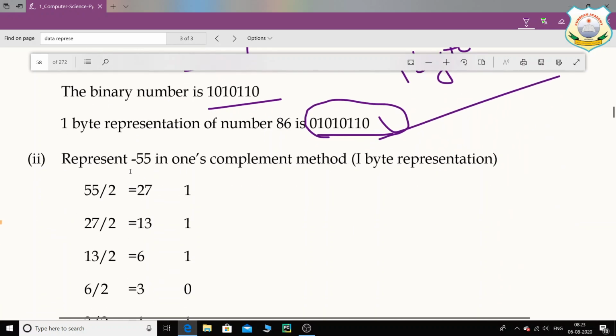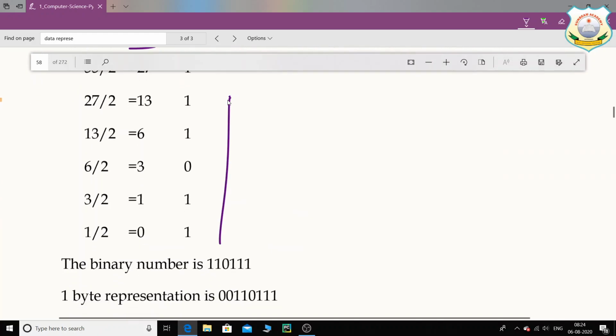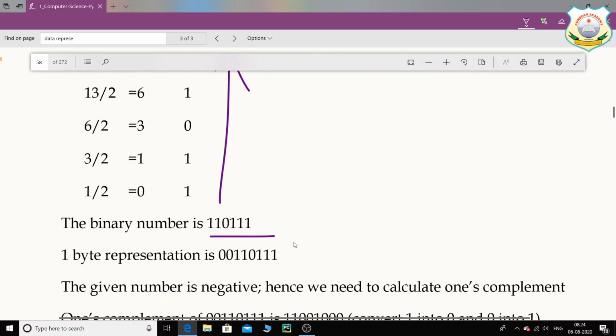Okay, but if it is minus 55, then what we are going to do, children, is this: the number, bottom-up approach, and that's the number. So this is 1, 2, 3, 4, 5, 6. So there are 6 bits. So how many zeros do I have to prefix? That is 2 zeros. So you can see this is the 8-bit representation of the number.